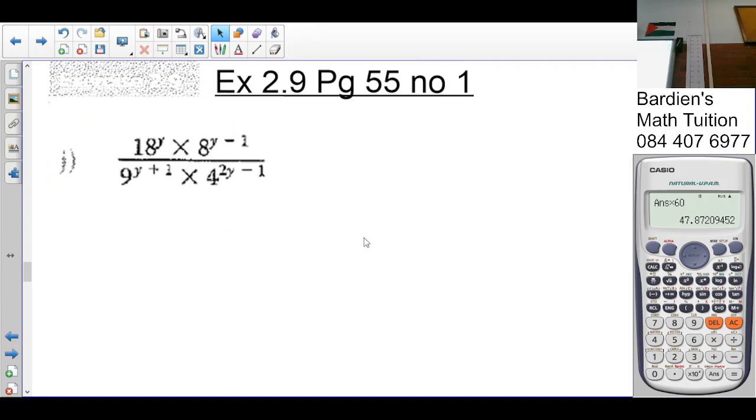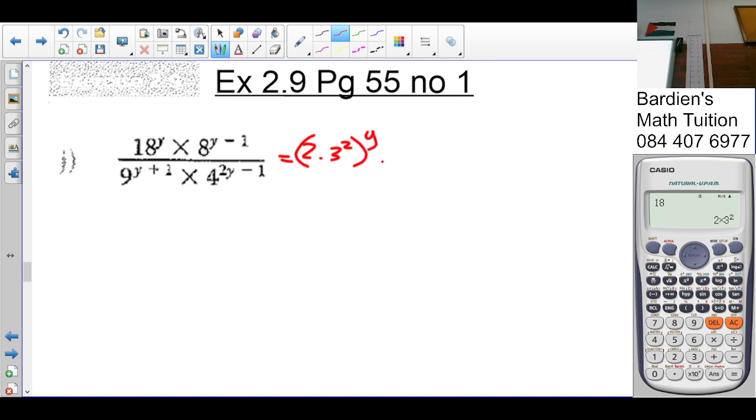Right, here we go. People, 18 to the y times 8 to the y minus 1 over 9 to the exponent y plus 1 times 4 to the exponent 2y minus 1. What do we do first here? We break it up into products of its prime factors. 18 can be written as what? Okay, at least we all know this. Factorize, 2 times 3 squared.